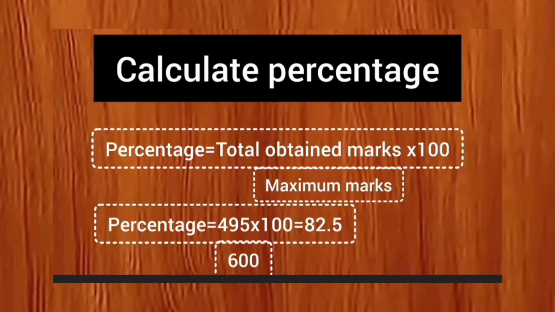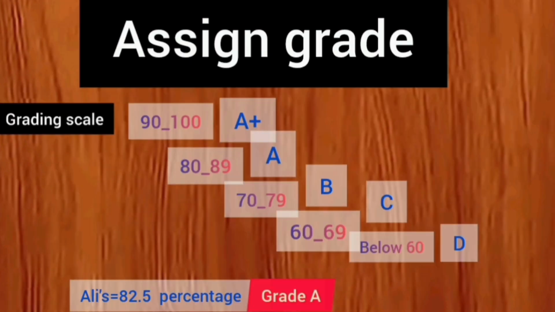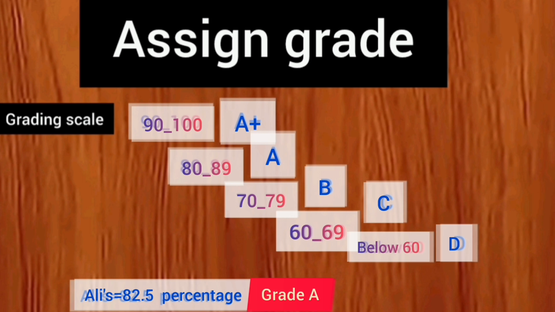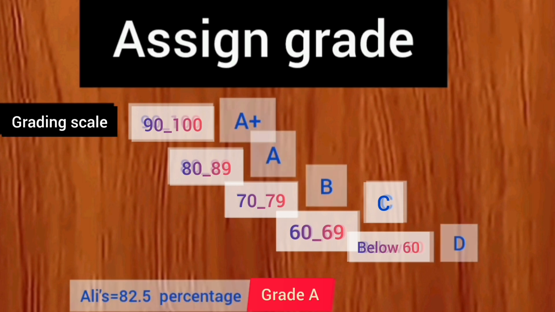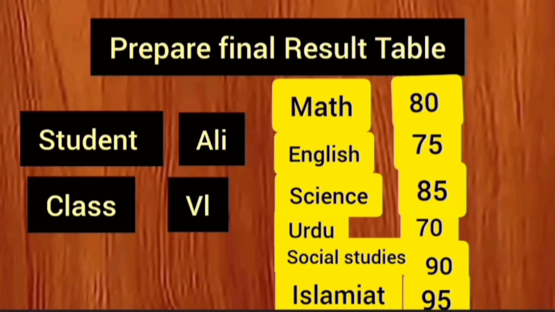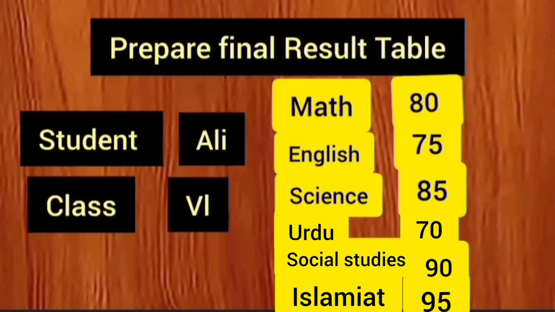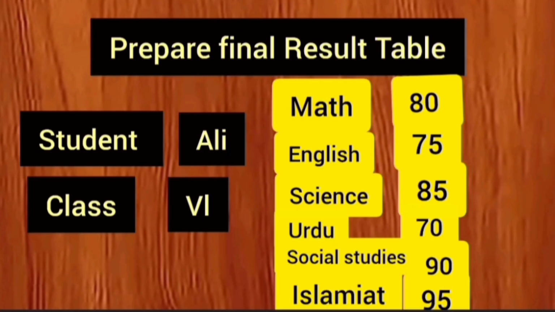Ali's percentage is 82.5%. Assign grade. Based on the percentage, assign the grade according to the grading scale. Ali achieved grade A. The final result table clearly shows marks for each subject, total, percentage, and grade.